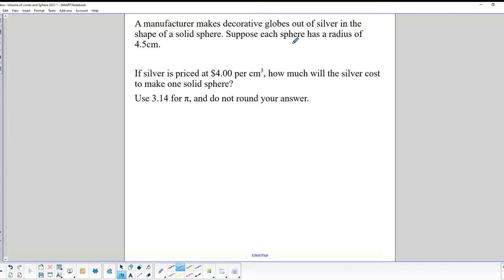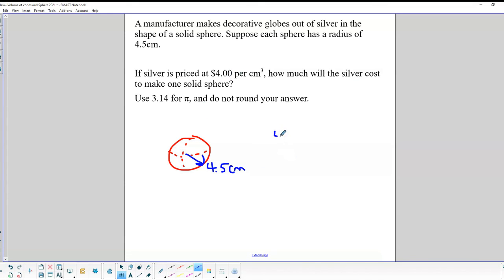The manufacturer makes decorative globes out of silver in the shape of a solid sphere. Suppose each sphere has a radius of 4.5 centimeters. Okay, so we've got a sphere down here. And we have to keep in mind that from the center of the sphere to the outside edge is 4.5 centimeters. Now we're going to use that to find the volume of our sphere, and then we can figure out how much it costs to make this sphere.